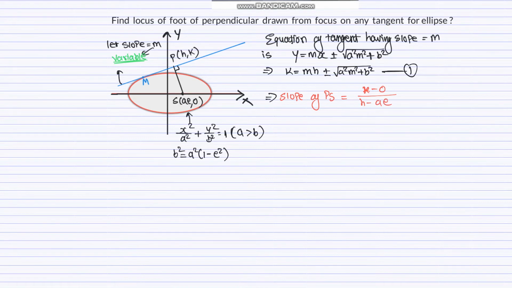Also, since this PS is perpendicular to the given tangent and we have assumed the slope of this tangent to be m, this implies the slope of PS will be minus 1 by m, because for two lines which are perpendicular to each other, the product of their slopes will be equal to what? Minus 1. So this is also equal to minus 1 by m. So the second condition that we can deduce from here is Km is equal to AE minus H. This is the second condition.